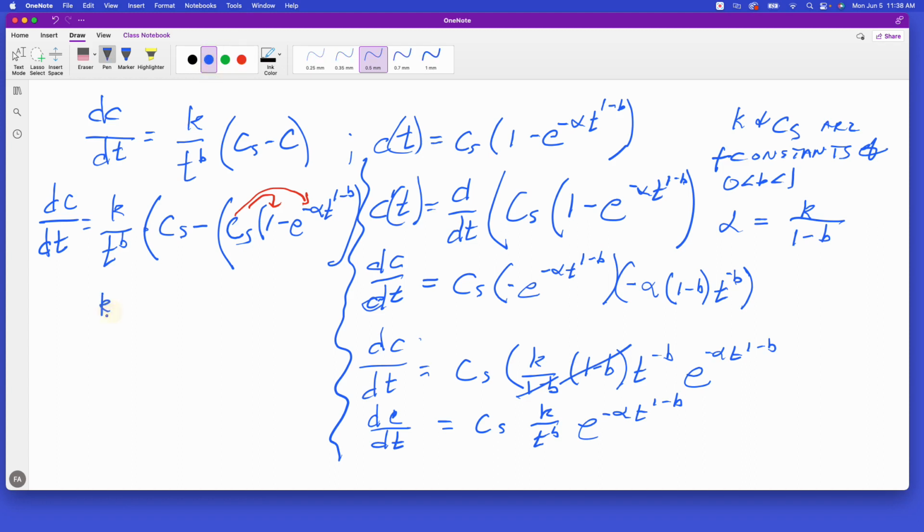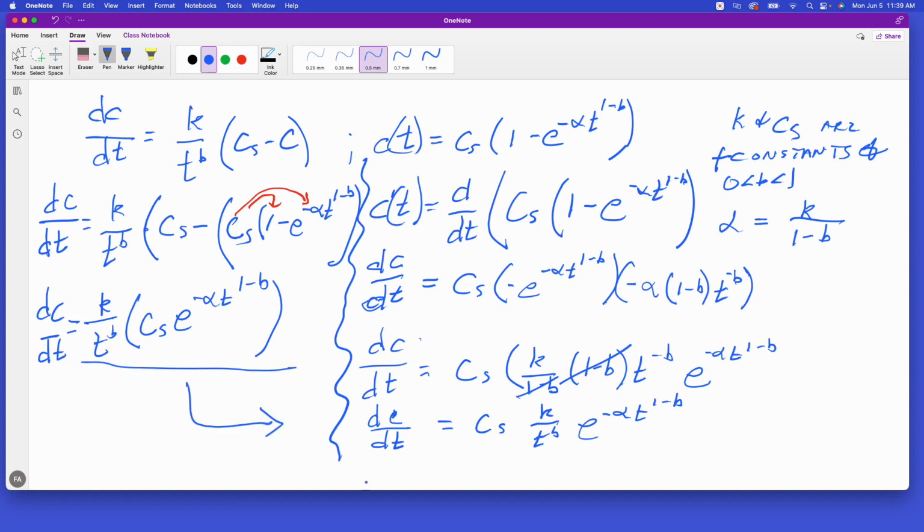So now I have k over t to the b still equal to dC/dt. At least I'm hoping these two match up when we're done. So I take that negative sign and it makes this one positive. It cancels out the minus, the 1 there. If you need to write that out, pause the video and just kind of prove that to yourself. And then I have C sub s e to the negative alpha t to the 1 minus b, which, if you notice, this piece right here matches that piece down there. So they are, in effect, the exact same thing.